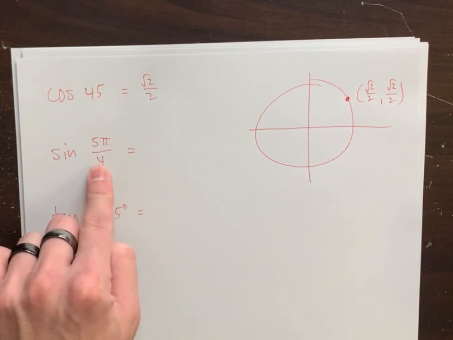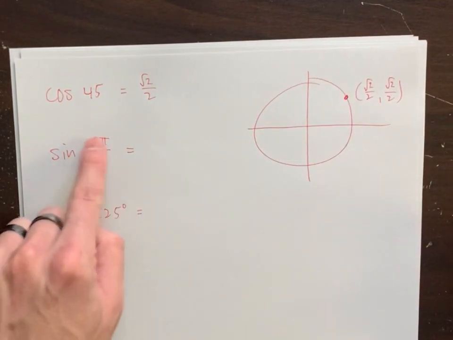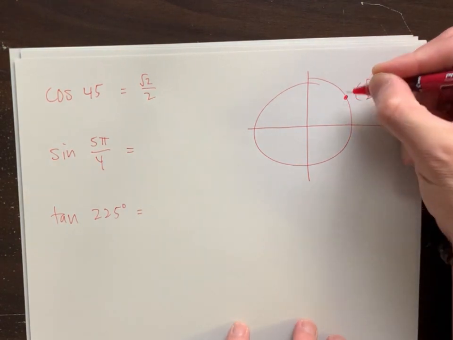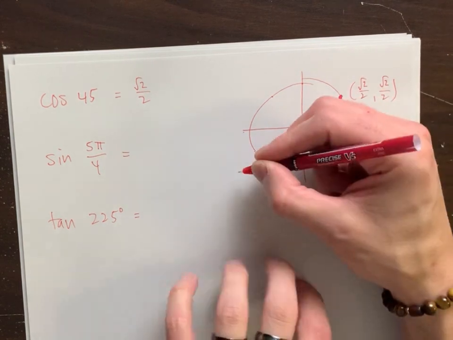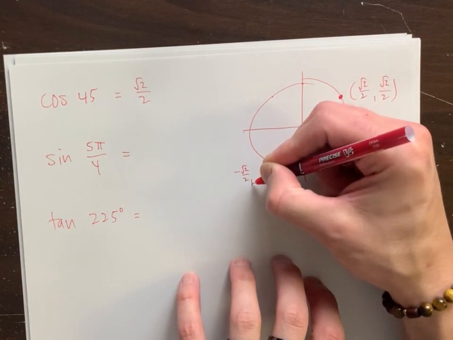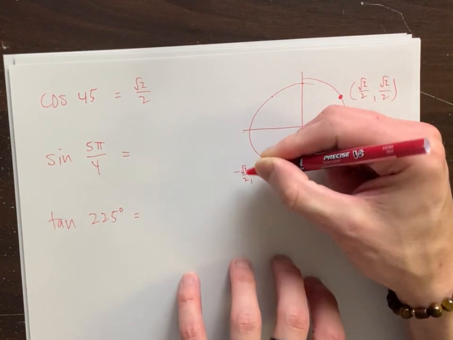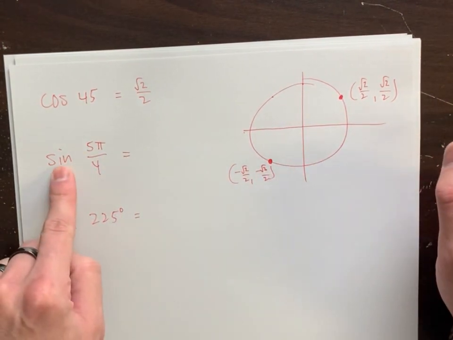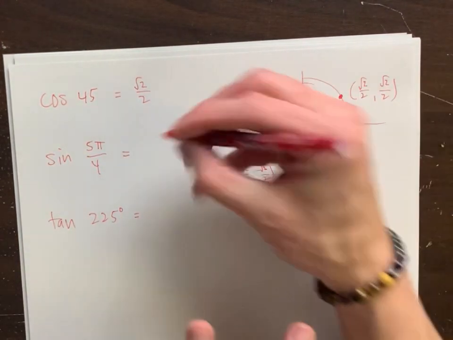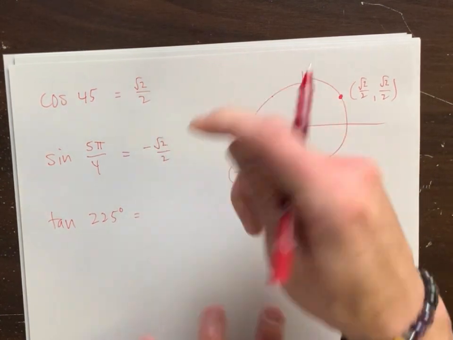What about 5 pi over 4? On the unit circle, 5 pi over 4 would be 1, 2, 3, 4. It would be right here. And the coordinates there on the unit circle, if you look at a unit circle, would be these numbers here. So you go there, which is here, and you give them sine, which is the y coordinate, which is why your calculators would say this.